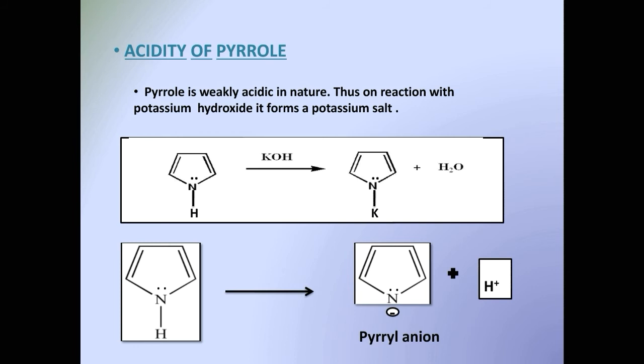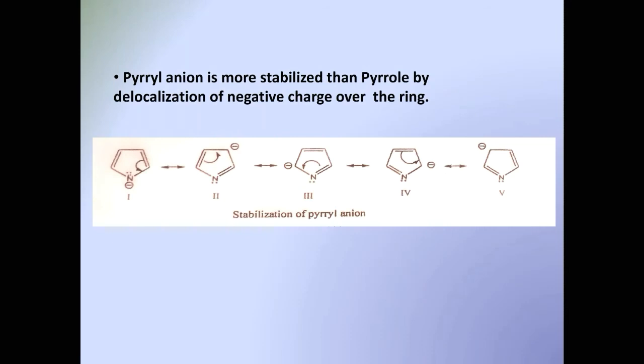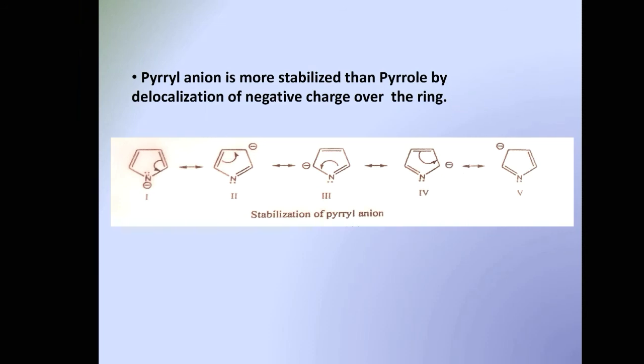It is a weak acid as the nitrogen and hydrogen bond in pyrrole is a weak bond, as the lone pair is involved in resonance. Nitrogen has a positive charge and it abstracts electrons from hydrogen, and the anion is more stabilized than pyrrole by delocalization of negative charge over the ring, and it shows 5 resonating structures.